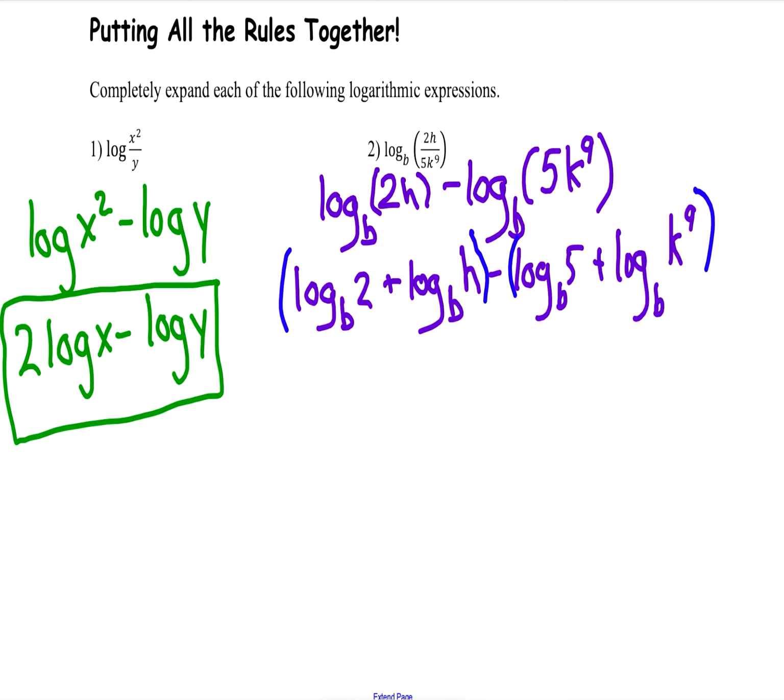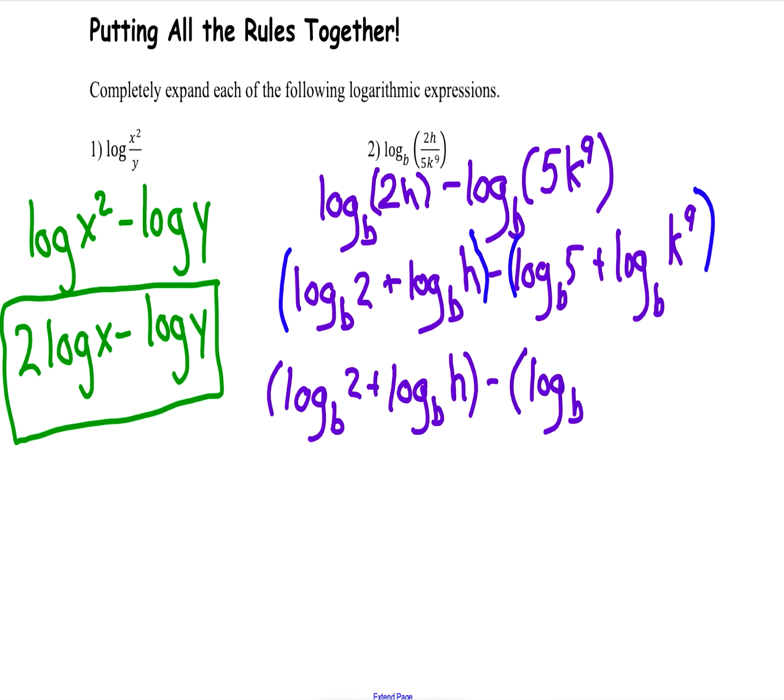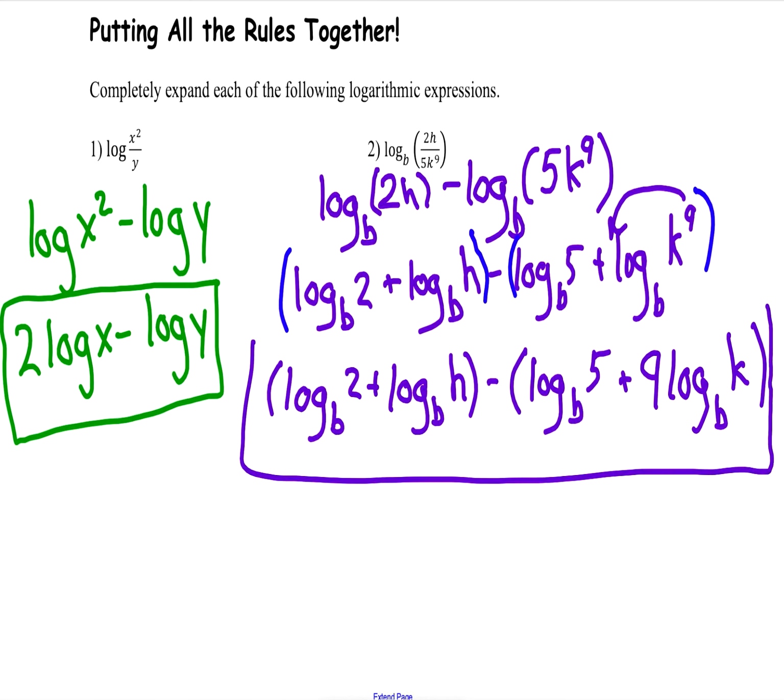We have to keep going. I can't do anything with the 2 logarithms in the first parentheses, so that would be log base b of 2 plus log base b of h. And I can't expand that first log in the second parenthesis, so log base b of 5, that's done. But that last one, I can bring that 9 out front, so that would be 9 log base b of k. Let's check, can I expand any of those logs anymore? I cannot, so that is my completely expanded logarithmic expression.